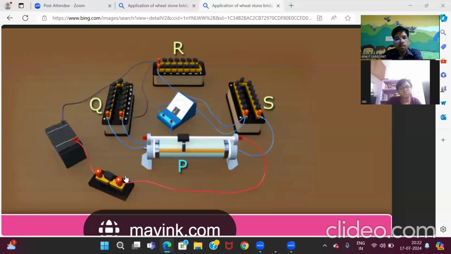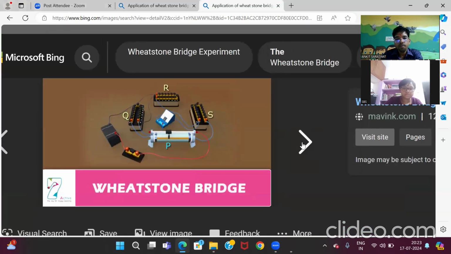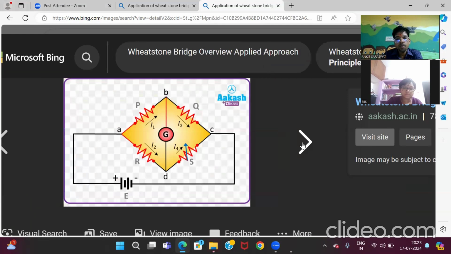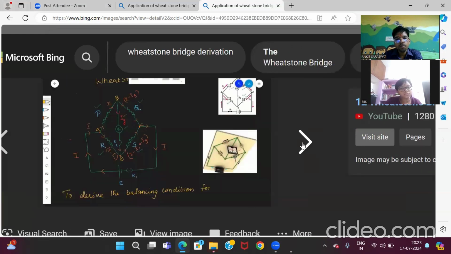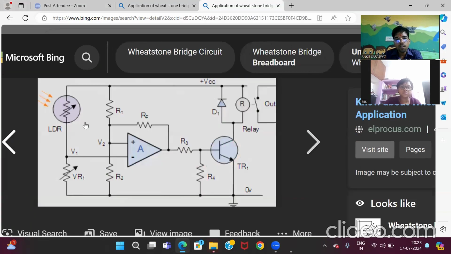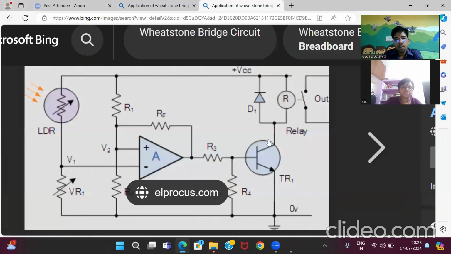Look at this. This is a key. This is a galvanometer. This is a rheostat. And what is this? Resistors. How to use it? You will learn in class 12. Clear? Any doubt? Look at this. Relay. These are diodes.